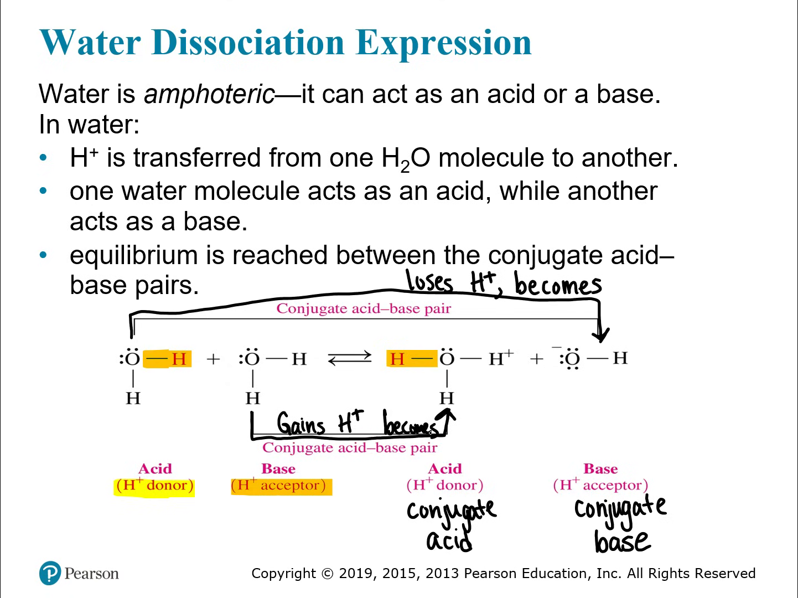What I find helpful is to track the hydrogen. So if you have a highlighter or a marker, you can circle the hydrogen on the acid and then figure out where you have an extra hydrogen on the product side that you didn't have before on that molecule. So track the hydrogen. That way you can know, okay, the hydrogen went here. Then you can form your conjugate acid-base pairs. There's an equilibrium that's reached between the conjugate acid-base pairs with water.